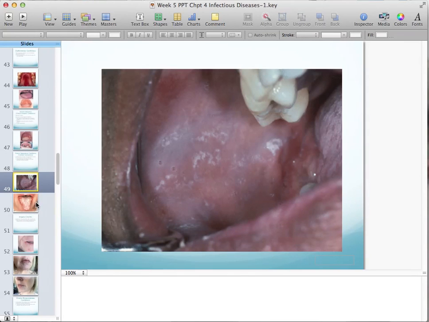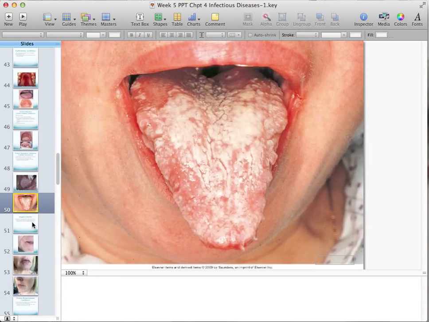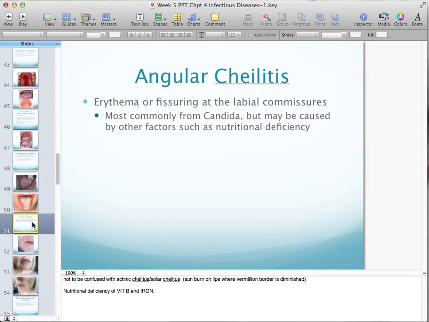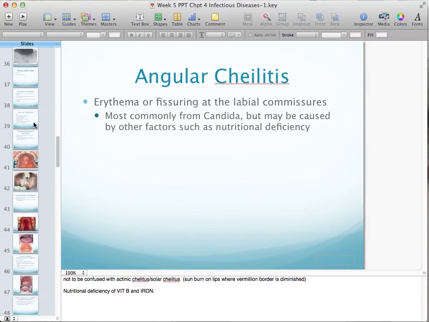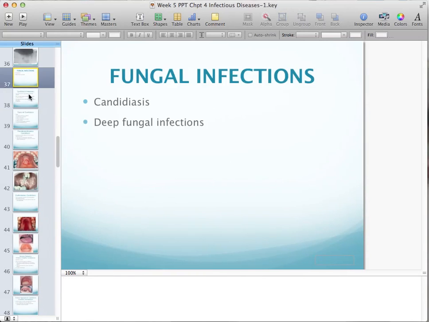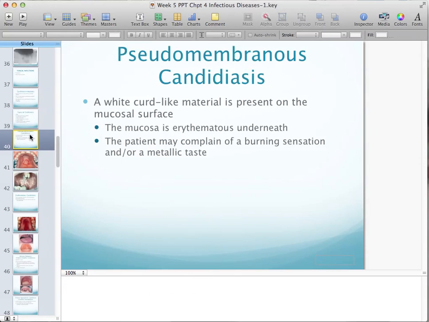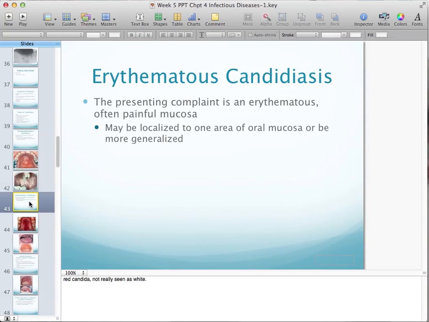So there it is in the mouth, and that whiteness does not go away. So let's just review the candidiasis again real quick so that we're good to go for those. Okay? So, pseudomembranous. What's the biggest thing to remember? It's white, curd-like. It can be wiped off, and underneath is redness, and it's burning or metallic taste. Pseudomembranous. Burning or metallic taste, can be wiped off, white, curd-like.